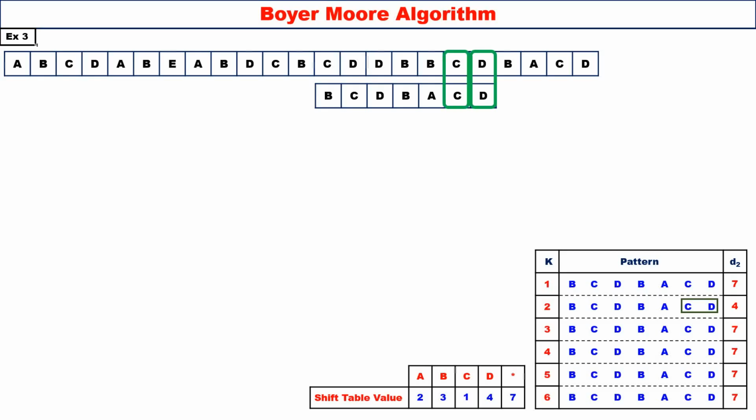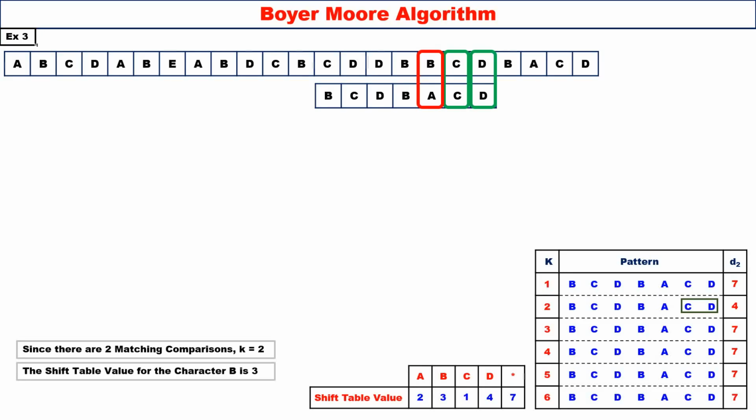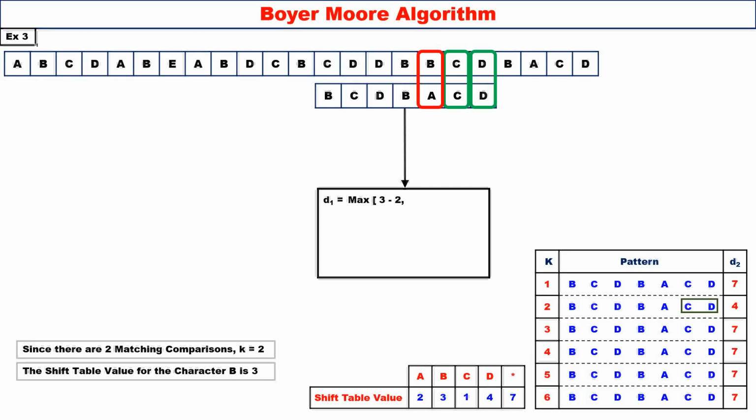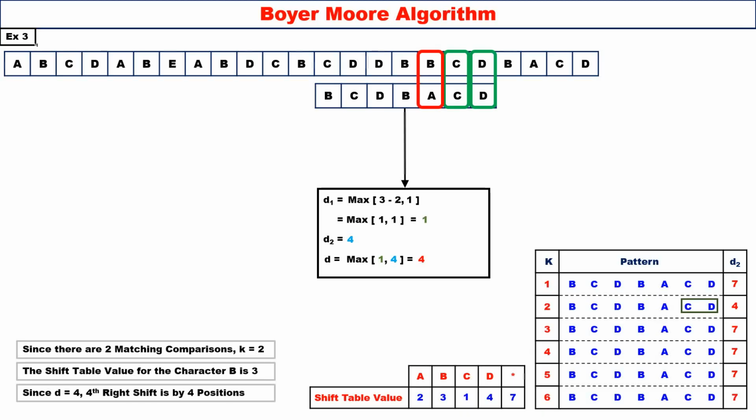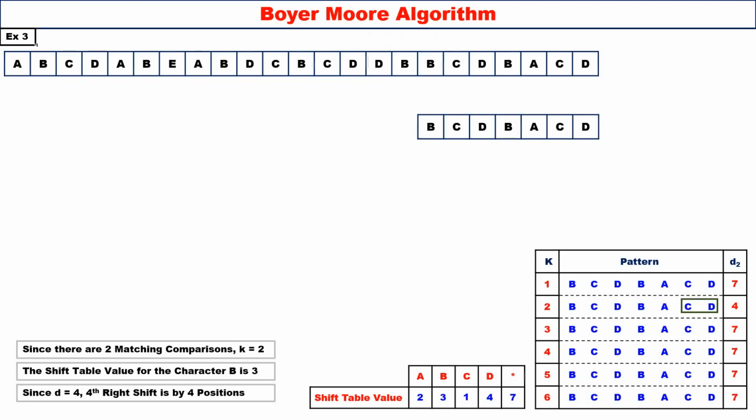D and D matching, C and C matching, A and B, no, they are not matching. So now, 2 matching comparisons, K is equal to 2. What is the shift table value of the mismatched character B? It is 3. Therefore, calculate D1. D1 is 3 minus 2 and 1. It is 1 maximum. D2: 2 characters are matching, therefore K is equal to 2. Just observe the D2 table. It is 4. So D2 is 4. Maximum of 1 and 4 is 4. So D is equal to 4. Therefore, the fourth right shift is by 4 positions. 1, 2, 3, 4. Yes, we have shifted by 4 positions.